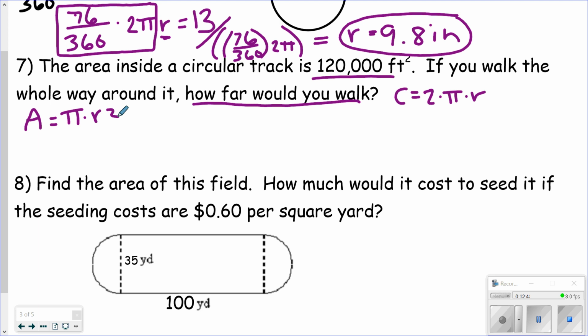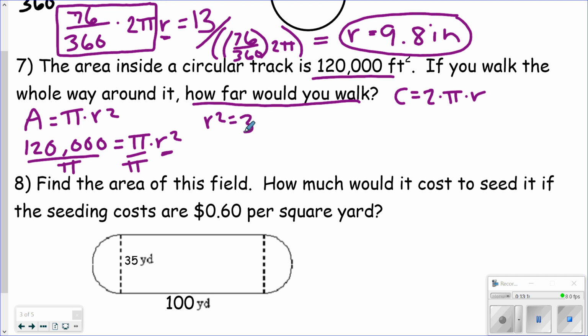All right, so let's plug what we know. We know that the area, 120,000, is equal to pi times r squared. I want to get r by itself, which means I need to divide by pi on each side. And when I do so, I get that r squared is equal to 38,197.1863.